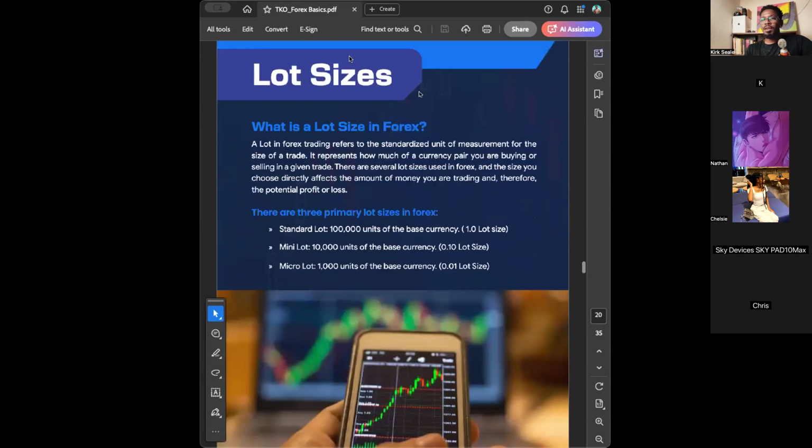Now, the next part of the equation is going to be your lot size. The lot size taps into why we want to use a broker account. Historically, you couldn't trade in the foreign exchange market without hundreds of thousands of dollars. But thanks to a broker, we are able to tap in digitally, and using these three lot sizes, we can tap in on different levels.